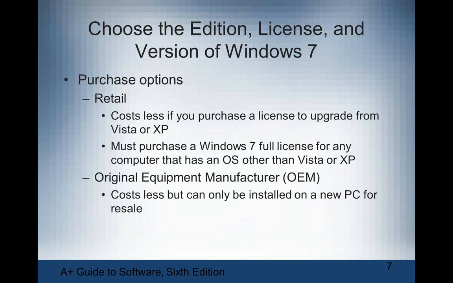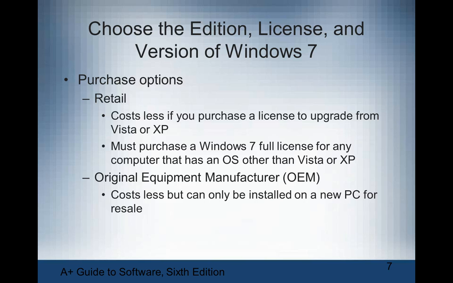Purchase options, retail, costs less if you purchase a license to upgrade from Vista or XP. And you can purchase an upgrade from XP. What it does is check to see if you've actually installed the software. Those licenses cost a little less. Again, you don't really have to buy them because you get them from your MSDN AA account. Full license is for any computer that has an OS other than Vista or XP. So if we're trying to bring forward a Windows 2000 machine, you can't buy the upgrade, you've got to buy the full version.